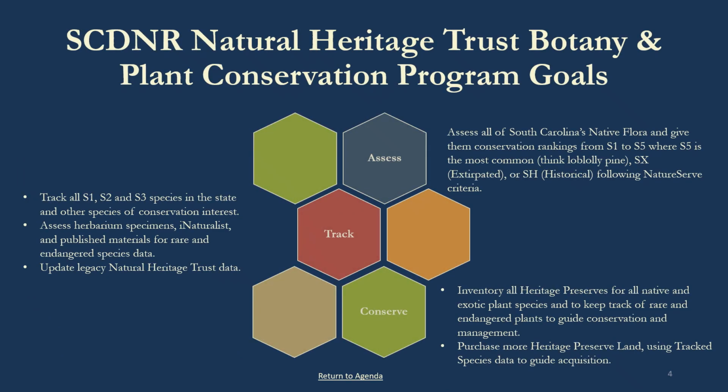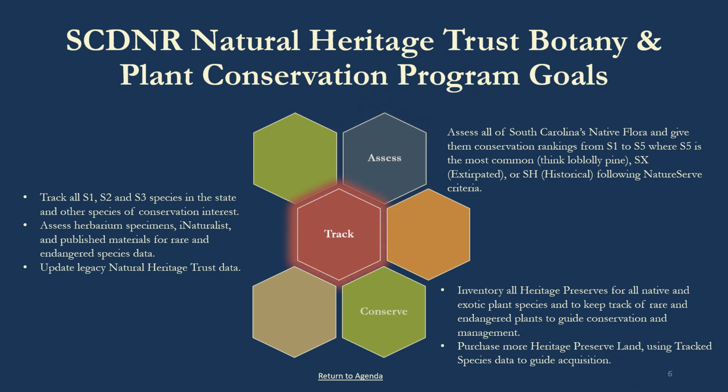Our group is tasked with tracking and conserving South Carolina's rare and of conservation interest plant species. We do this in 3 steps: assess, track, and conserve. We assess all of South Carolina's native flora and give them conservation rankings from S1 to S5, where S5 is the most common, SX, extirpated, or SH, historical, following nature reserve criteria.